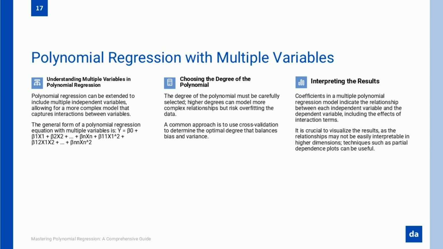However, careful consideration must be given to model complexity, feature selection, and interpretability to ensure that the model remains useful and generalizes well to new data. In the next section, we will explore how polynomial regression models can be visualized to better understand their behavior, using tools like contour plots and 3D surface graphs to illustrate nonlinear relationships.